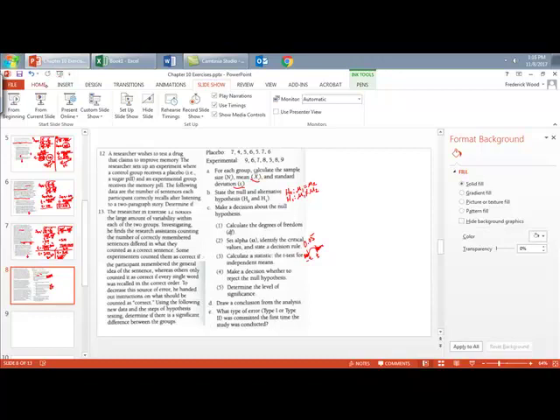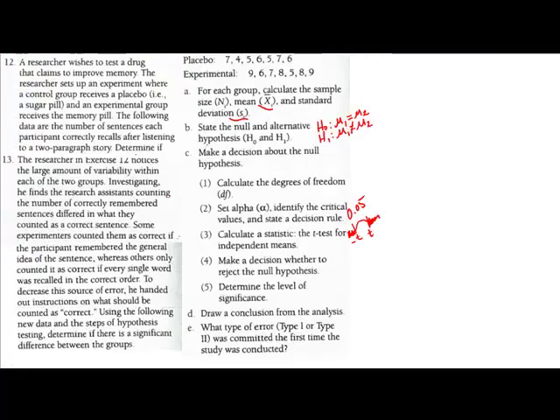So if we went through and we did all of this, we have 12 degrees of freedom, because n minus 1 plus n minus 1, so 7 minus 1 is 6, 6 plus 6 is 12. The critical value for t with 12 degrees of freedom is 2.179, so as long as we're above or below 2.179, we will reject the null hypothesis.